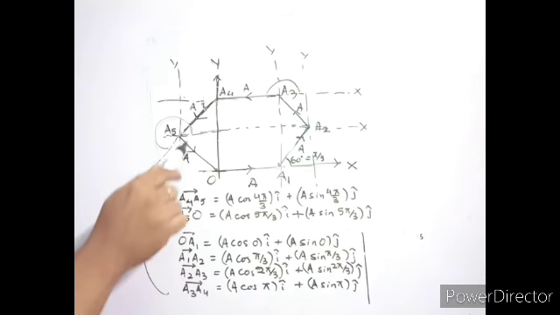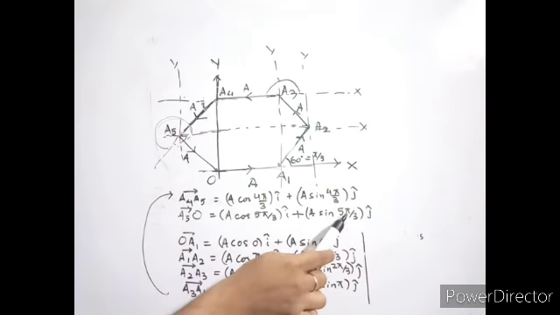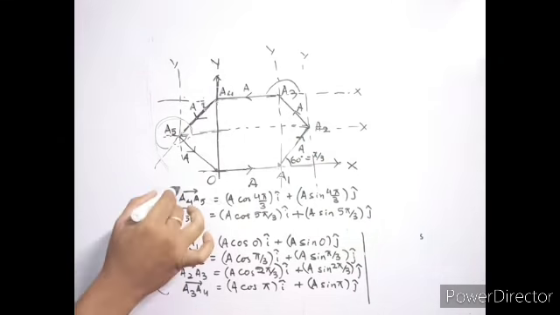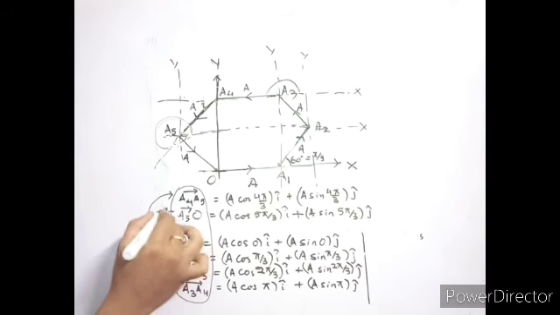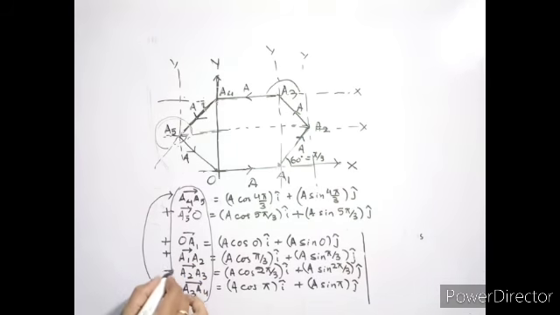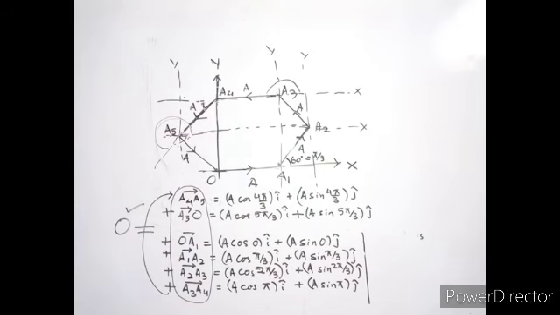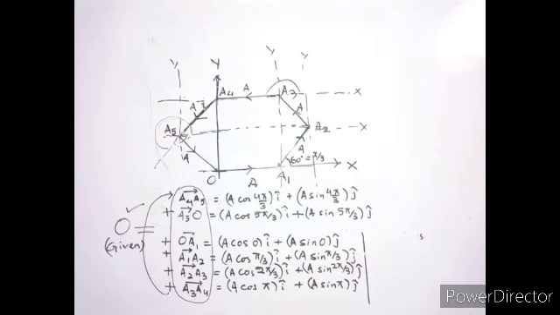And finally we have A5O making an angle of 5 pi by 3 with respect to the x-axis, so a cos 5 pi by 3 i cap and a sin 5 pi by 3 j cap. Now on the left hand side, as the vectors are in the same sense, if we add all these vectors, then as per the given value, the resultant goes to 0. This is a given: the resultant of all these vectors taken in the same sense is, from the vector law of addition, equal to 0.